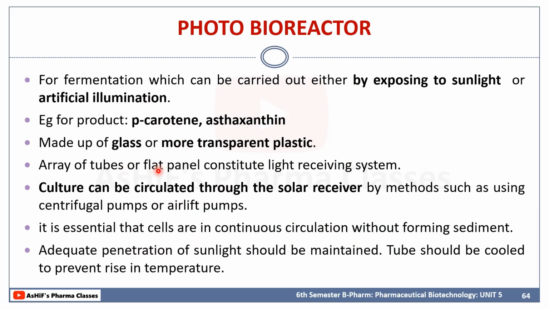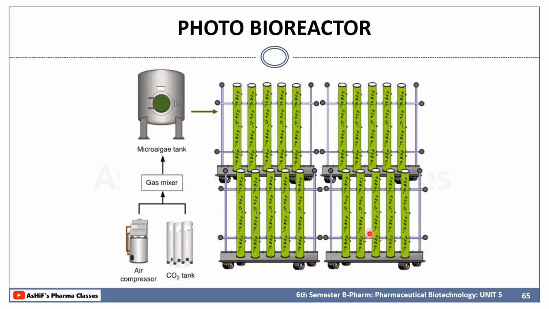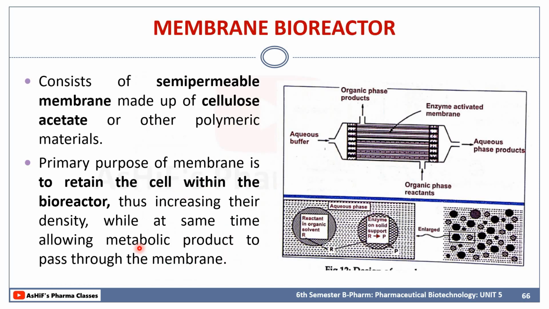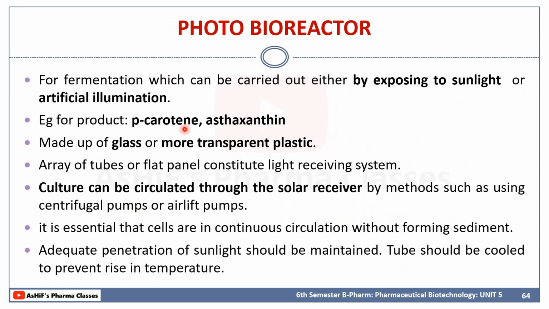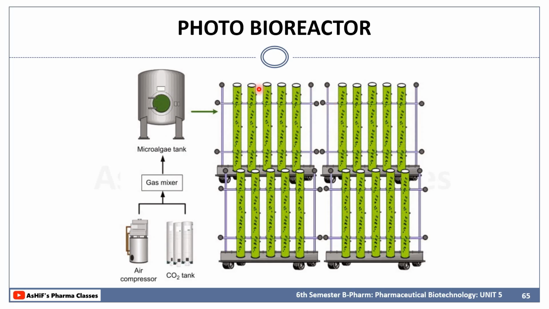So we have array of tubes or flat panel constituted light receiving system like the solar system. And culture can be circulated through the solar receiver by methods such as using a centrifugal pump or airlift pump. And it is essential that the cells are in continuous circulation without forming any kind of sediment through this kind of tubes. Okay, so that is the photobioreactor. This is mainly performed by exposing the product to sunlight or artificial illumination.